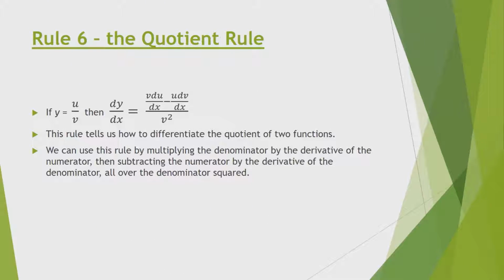Rule 6, the quotient rule. If y equals u divided by v, then dy over dx equals v times the derivative of u minus u times the derivative of v, all divided by v squared. This rule tells us how to differentiate the quotient of two functions, and we can use this rule by multiplying the denominator by the derivative of the numerator.